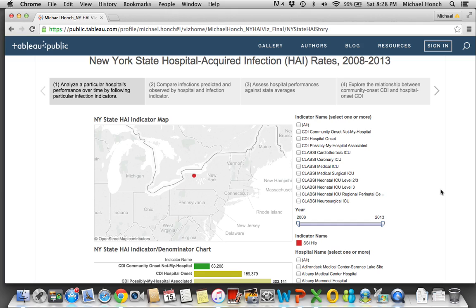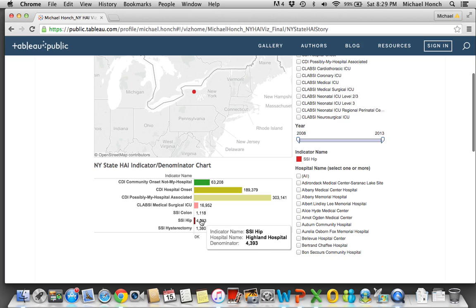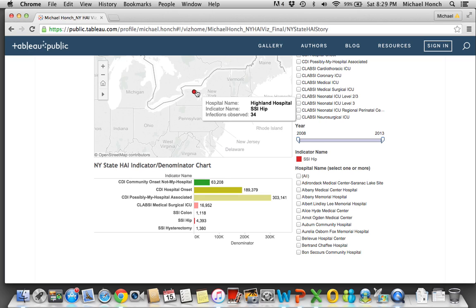Now, for example, I've got this set up so we're looking at one particular hospital in Western New York, Highland Hospital. And I've got it set just to look at hip infections here. And we can see between 2008 and 2013 there were 34 hip infections shown. If we go down then to the chart, we can see that in that span of time they performed over 4,000 hip procedures to 34 infections.